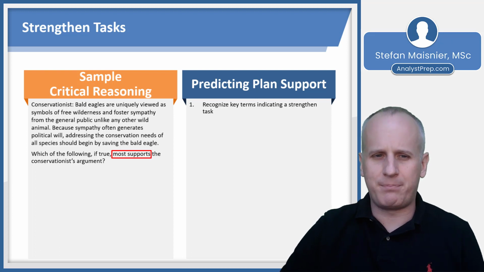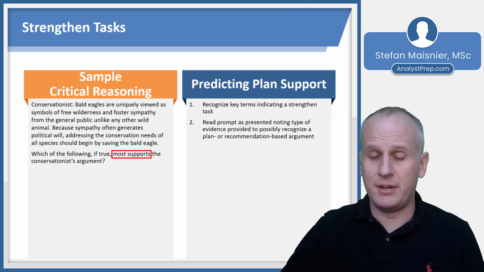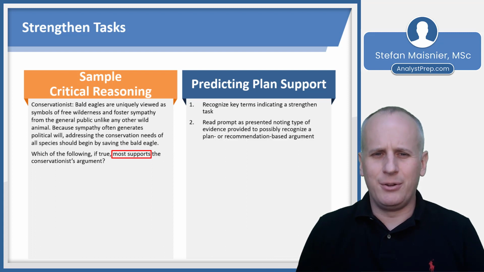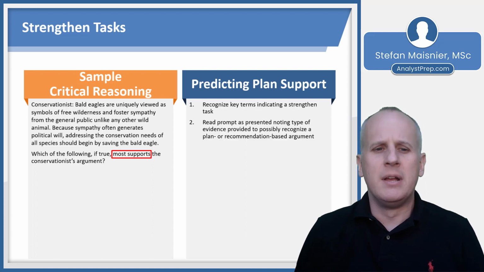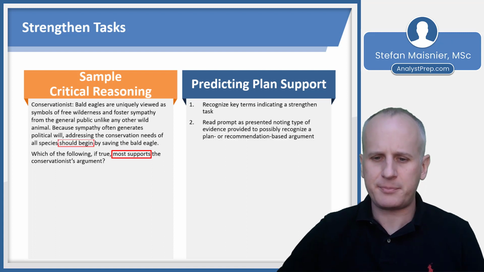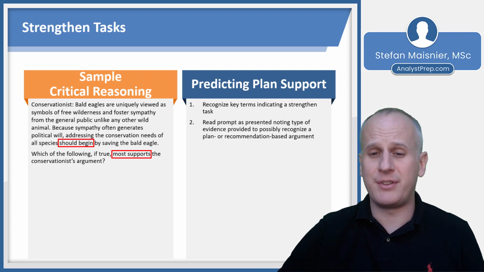Then we'll read the prompt from the beginning and see if we can note the presence of a plan or recommendation based argument. So the conservationist says bald eagles are uniquely viewed as symbols of free wilderness and foster sympathy from the general public, unlike any other wild animal. Because sympathy often generates political will, addressing the conservation needs of all species should begin by saving the bald eagle. So we see the phrase should begin, that's indicating a recommendation. So therefore, we've got a recommendation or plan based argument.